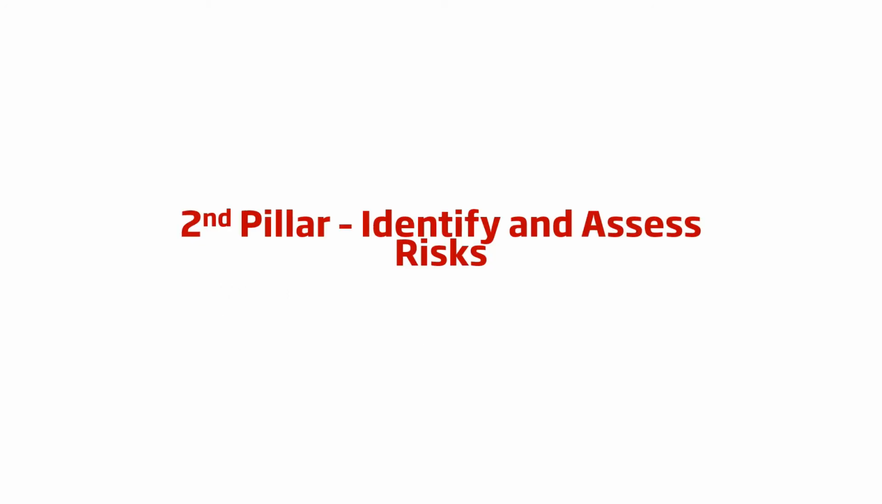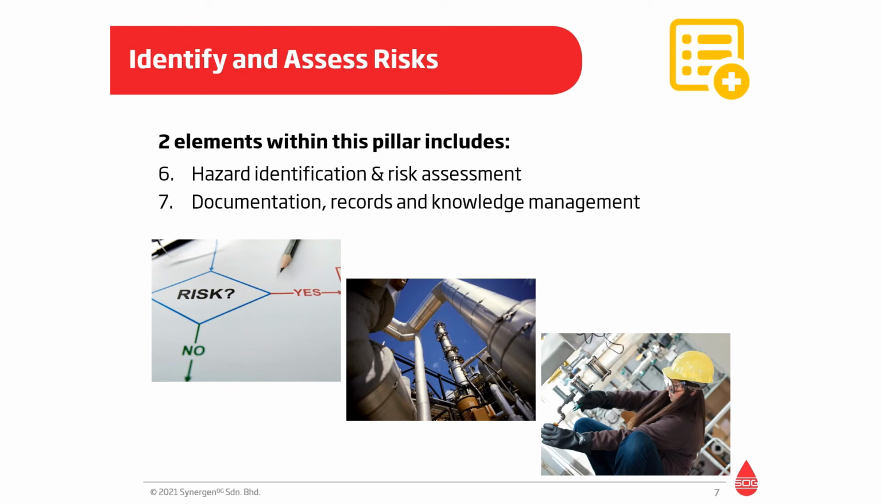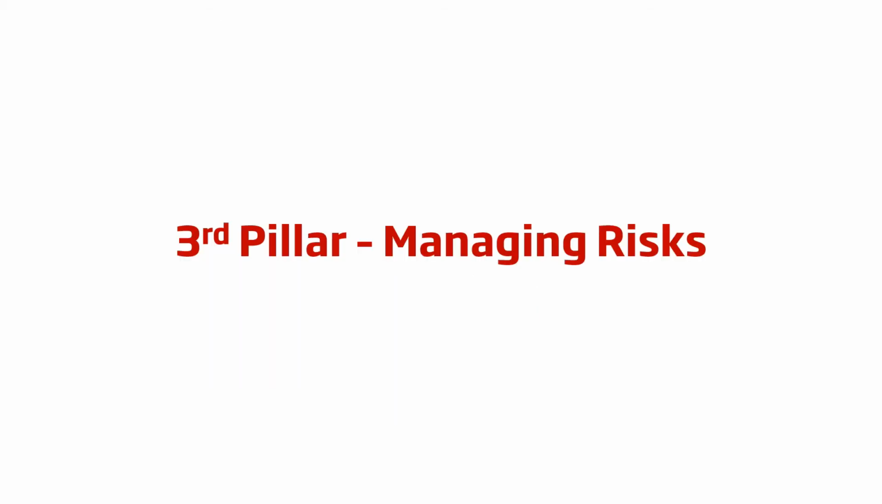Next, we will look into the elements related to the second pillar of identify and assess risks. In this second pillar, the following elements are included: hazard identification and risk assessment, documentation, records, and knowledge management. Now, let's see what are the elements embedded within the pillar, managing risk.